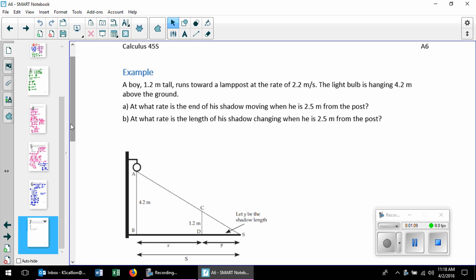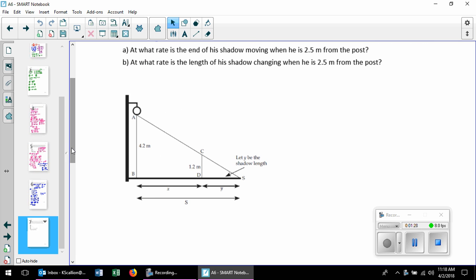All right, there's a shadow problem here. Okay. A boy, 1.2 meters tall, runs towards the lamp post at a rate of 2.2 meters per second. The light bulb is hanging 4.2 meters off the ground. What is the rate at which the end of the shadow is moving when he is 2.5 meters from the post? Still a ratio question. Okay. So what variables do I need?